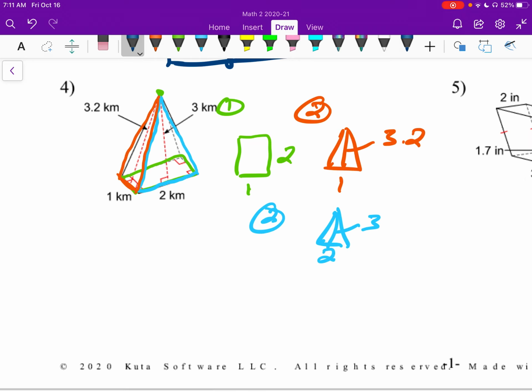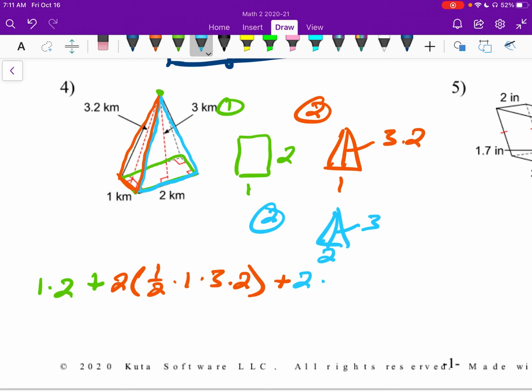All right, now for our area formulas, we'll start off with our rectangle base. We're going to have 1 times 2, and then we'll do the orange triangles. We have 2, 1/2, 1 times 3.2. And then we have our blue triangles. We have 2 times 1/2, 2 times 3.